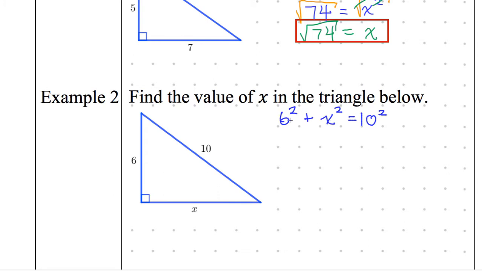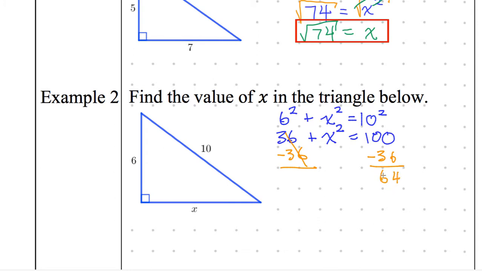All right, well, I know what 6 squared is. 6 squared is 36 plus x squared. I can't do anything with that yet. That's going to be equal to 10 squared, which is 100. All right, let's go ahead and solve for x squared. So I need to get this 36 on the other side by subtracting 36 on both sides, minus 36, minus 36. That will cancel out my 36, and I'm just left with 100 minus 36, that is 64.